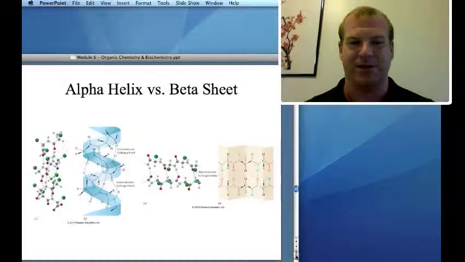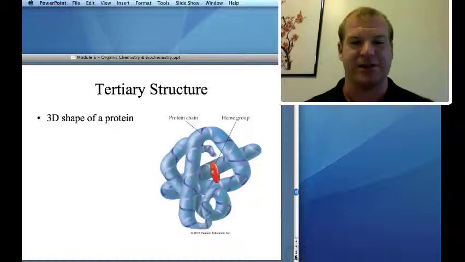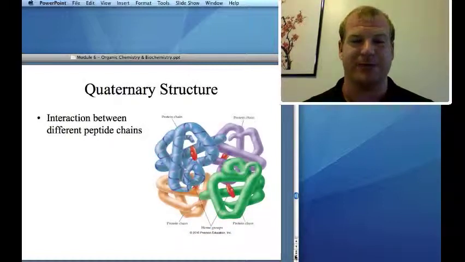And I'll show you the pictures here. So this is the alpha helix and the beta sheet, as I talked about before, secondary structure. Now here's a tertiary structure. It's a 3D shape. I call it the blob. So it's the 3D shape. And the quaternary structure is the interaction between blobs. So this is hemoglobin here. Hemoglobin has 4 heme groups in it. Each heme group has an iron center.